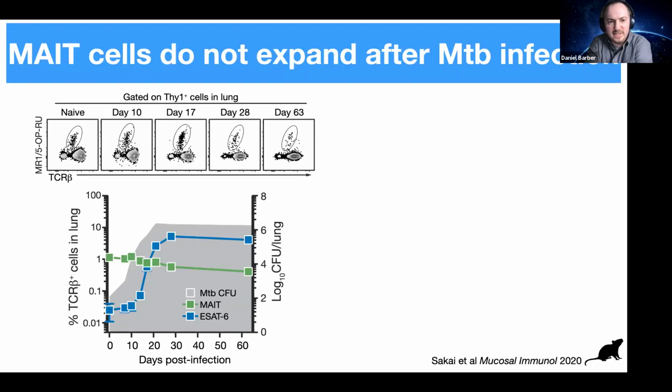So we first looked to see if MAITs respond. Do they even make an immune response? If you infect a mouse with Francisella, the bacteria, the MAIT cells go bonkers and expand 100-fold, and it's really very obvious. When we infected a mouse with a low dose aerosol of Mtb and looked at the MAIT cells, they didn't budge. There was no expansion of the MAIT cells at all.